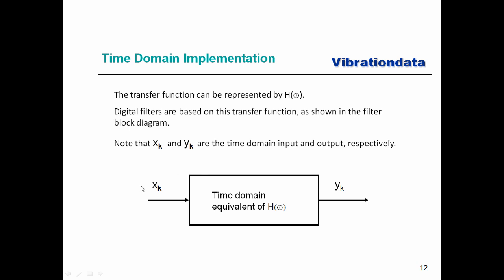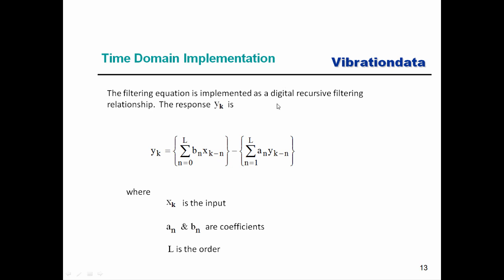So imagine taking the time domain equivalent of that transfer function, which will be a digital recursive filtering relationship. We're going to take x sub k, our input time domain signal, and go through the digital recursive filtering process, and then we'll get our output signal in the time domain. So this is what we need to do. And to do that, we're going to come up with a filtering equation.